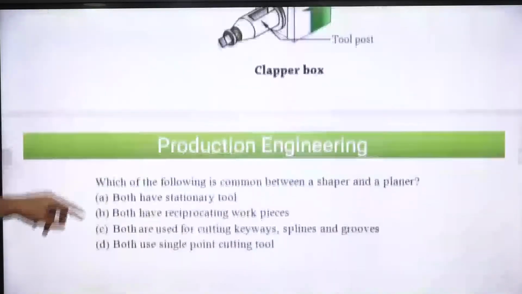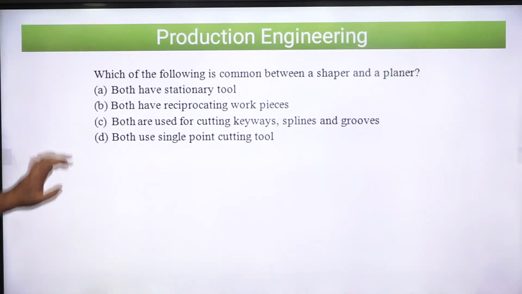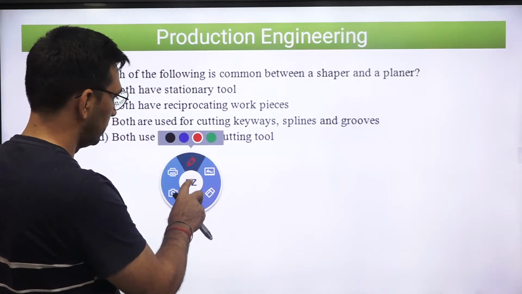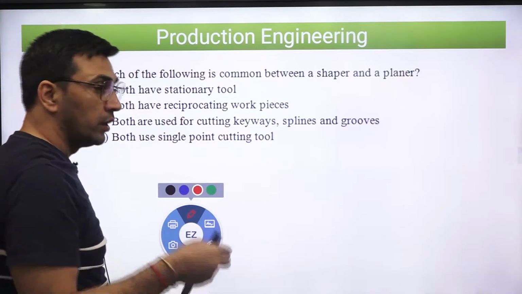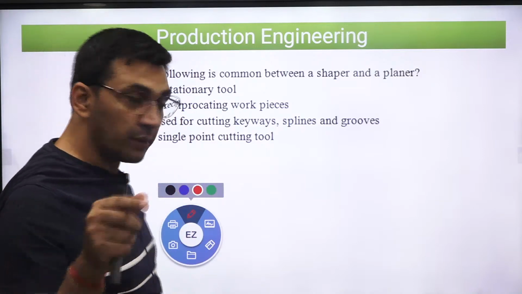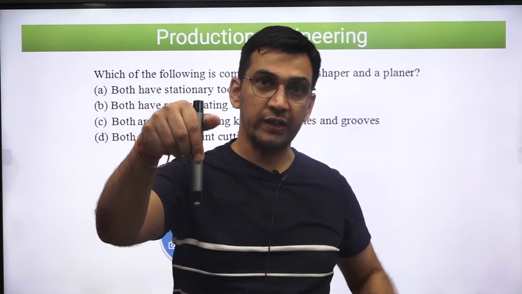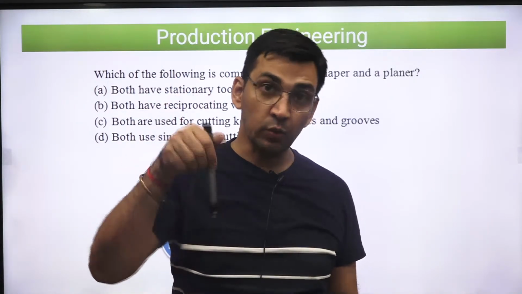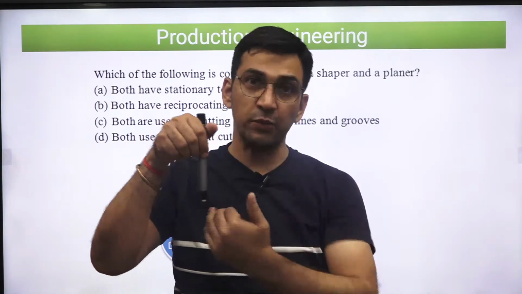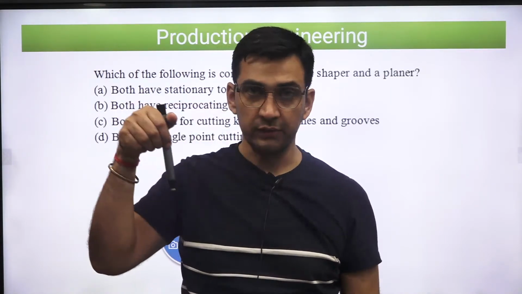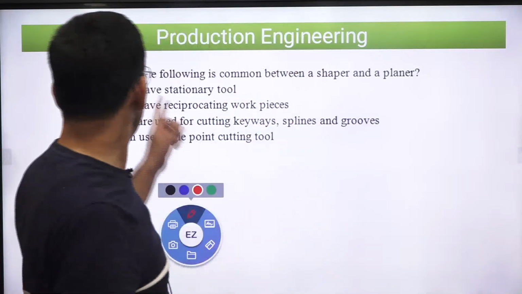Okay, so then this is going to be a factual question. The following is common between a shaper and a planer. Go through this one. Common क्या है दोनों में? Both have stationary tool. ऐसा हो ही नहीं सकता. दोनों मैकेनिज्म जो है वो ऑपोजिट काम करते हैं, राइट? For example, in a shaper the cutting tool reciprocates, whereas feed is provided to the table. In case of a planer, the cutting tool is stationary, whereas the table reciprocates, and feed is given to this particular tool in the planer. So both have stationary tool.